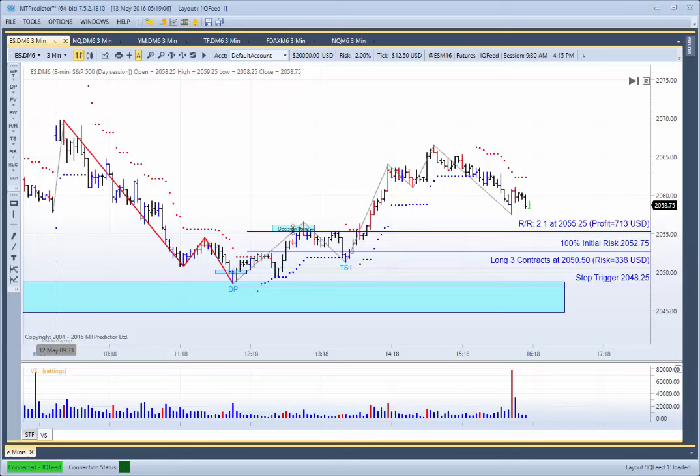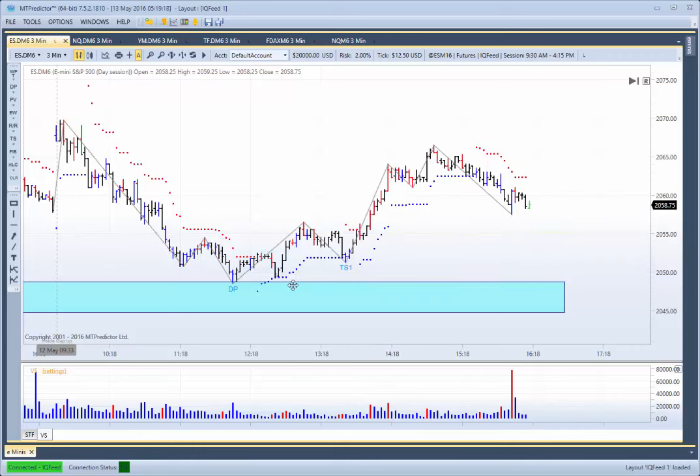But the good thing is, when you have your profitable trades, the profits are large, not just in dollar value, but large in relation to the initial risk. So this profit here was twice the initial risk, or 2R. Let's clear this all off.